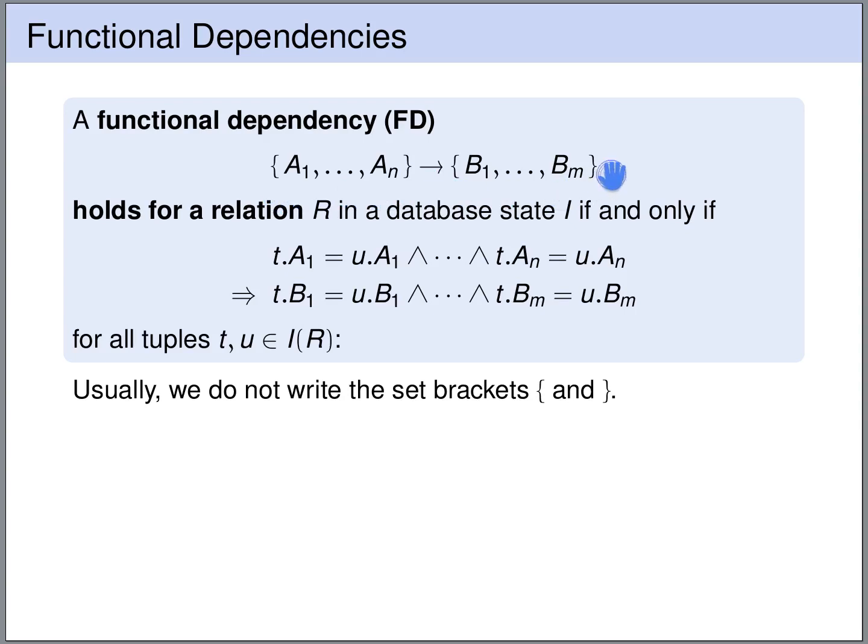This functional dependency holds for a relation R in database state I if the following condition holds, namely if we take two tuples from I(R), so from the table associated to R in this database state I, and these two tuples agree on all the values for the attributes A, so they agree on A1, A2 up to An, then these two tuples must also agree on the values for B1, B2 up to Bm.